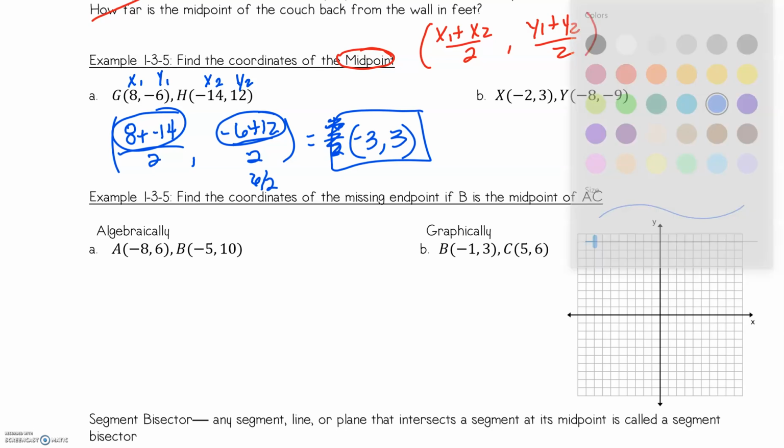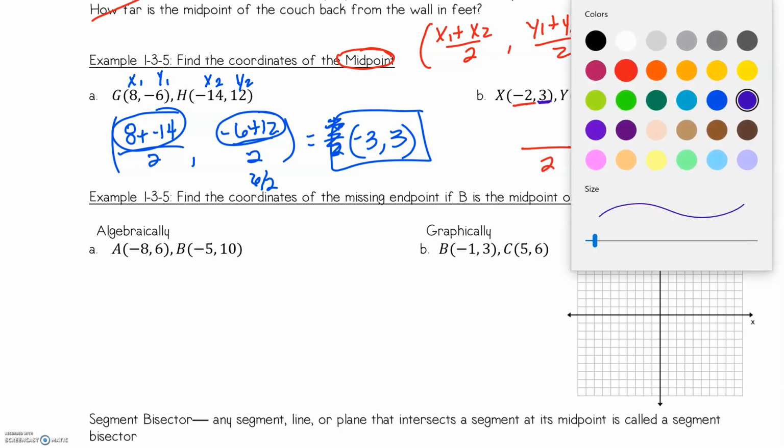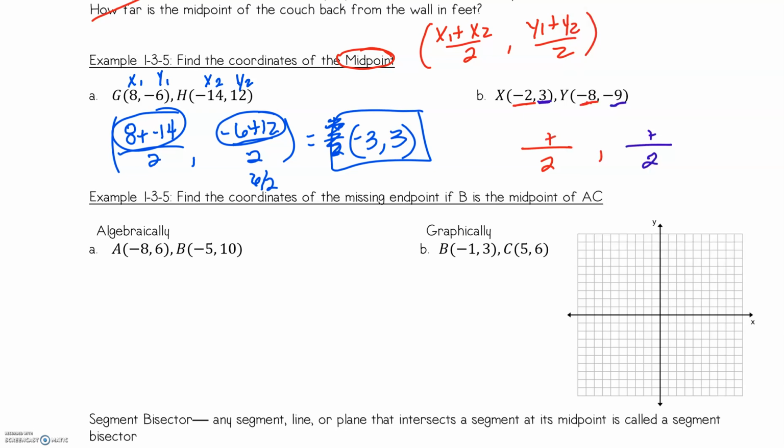All right, so now let's go ahead and have you try. So you're going to add your x's, divide by 2, and then add your y's and divide by 2. So go ahead and try that now. Pause and try it, and then push play to double check. All right, and you should have gotten -5, -3.